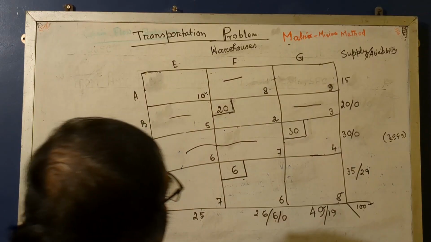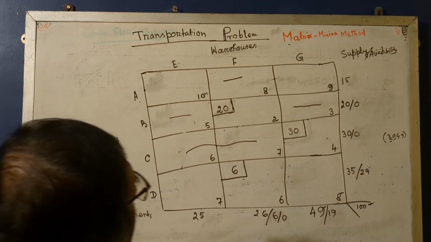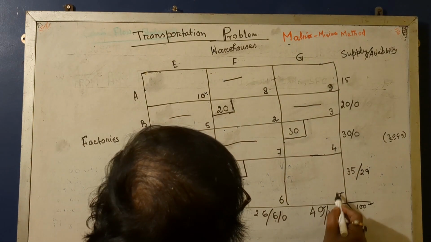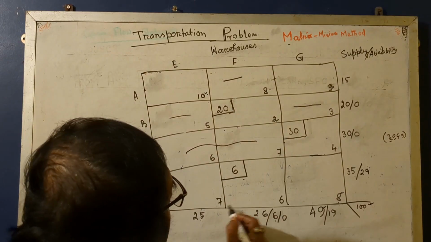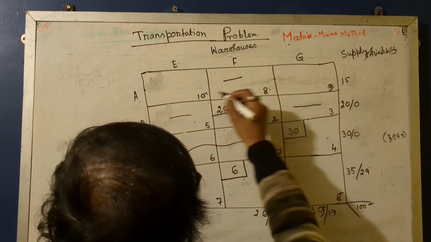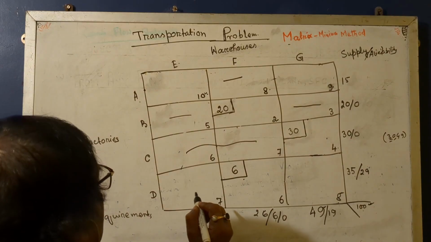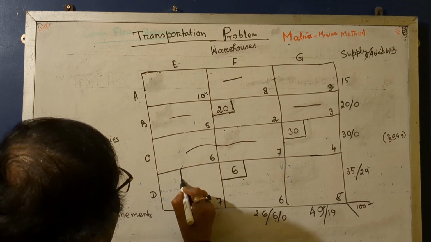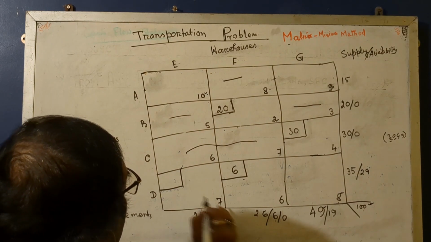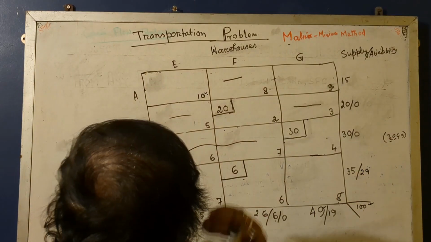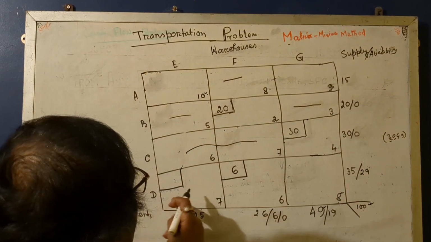Now how will we proceed next? Again select the minimum cost out of the remaining costs: 7, 8, 9 and 10. Which is the minimum? The minimum is 7. That's why we have to allocate here, because 7 is the minimum.